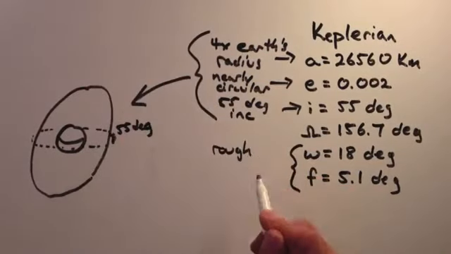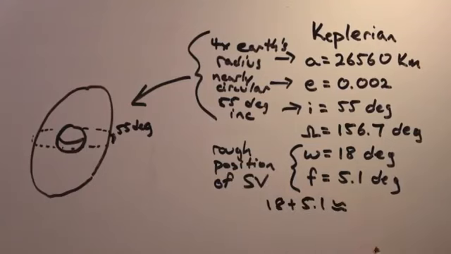In addition, you can add the argument of perigee and the true anomaly to get an approximate location of the satellite. As you can see here, it's very easy to get a good idea of the shape of the orbit from Keplerian elements. It's not quite so intuitive with the Cartesian elements.